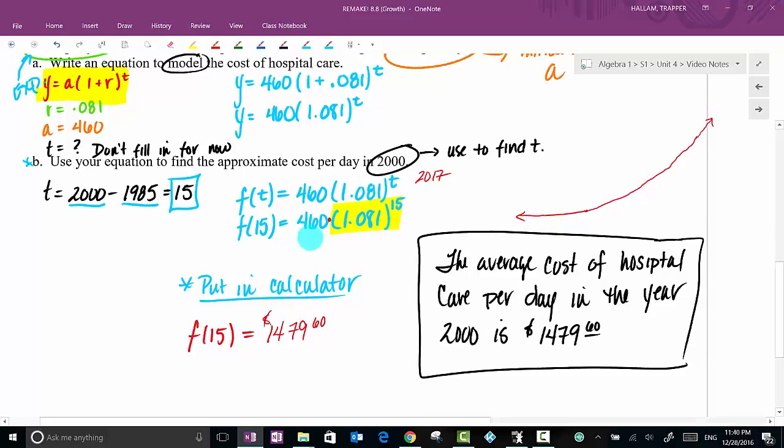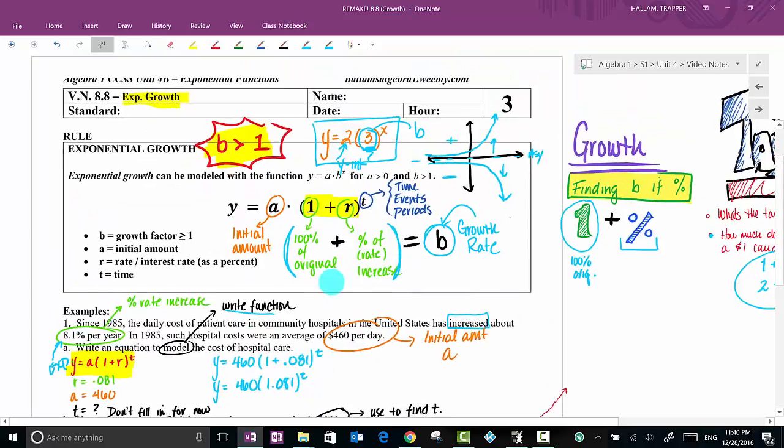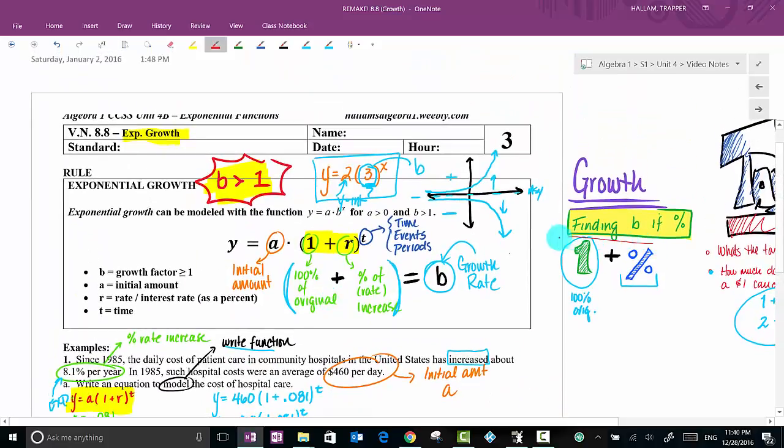All right, so that's exponential growth. Just to review so that you're clear on it, the B now is a form of 1, which represents 100% of the original amount, that initial amount, plus whatever that rate of increase happens to be. Okay, so if they say anything about a rate, you're going to calculate B this way. And that's really the only thing different with this form of it.